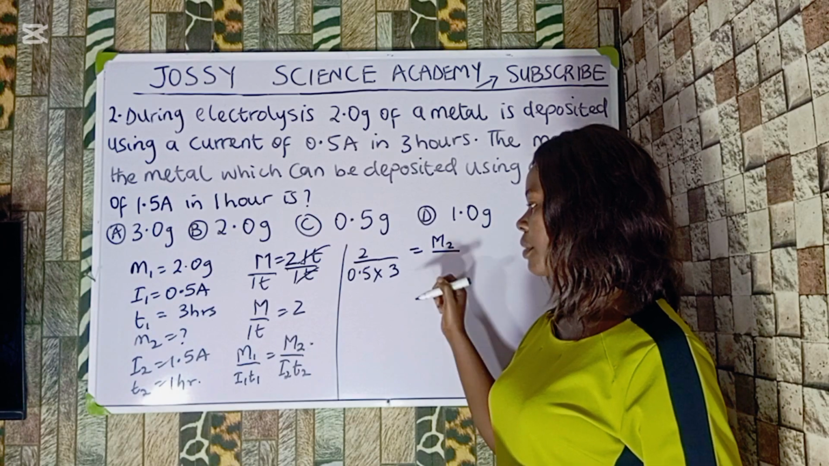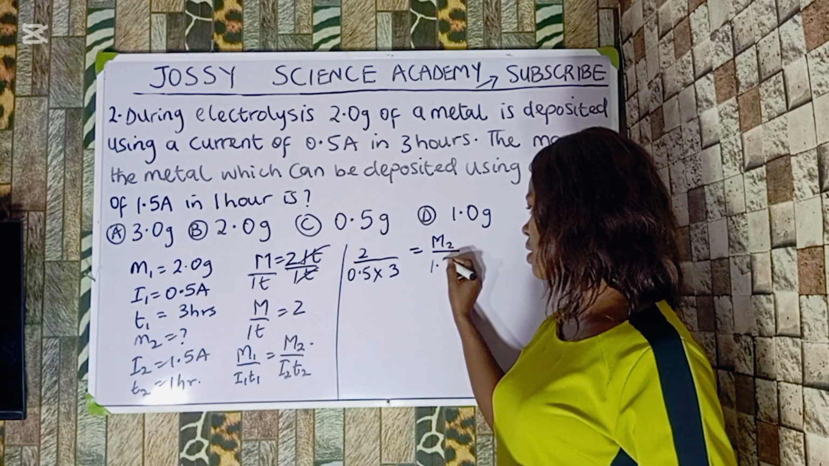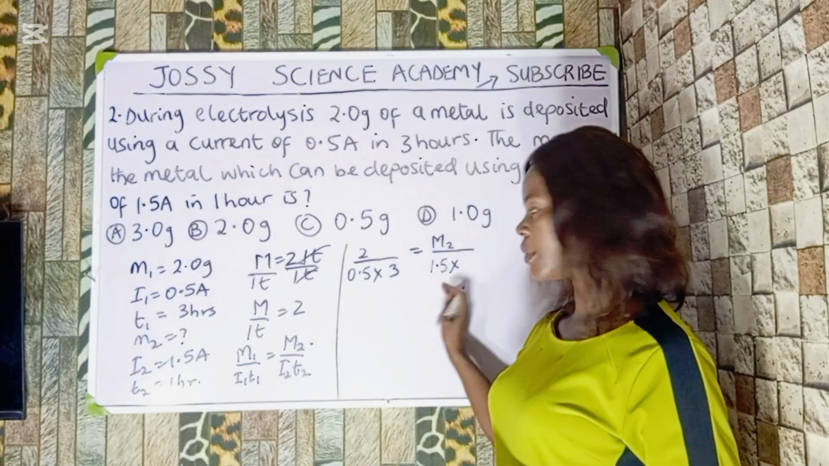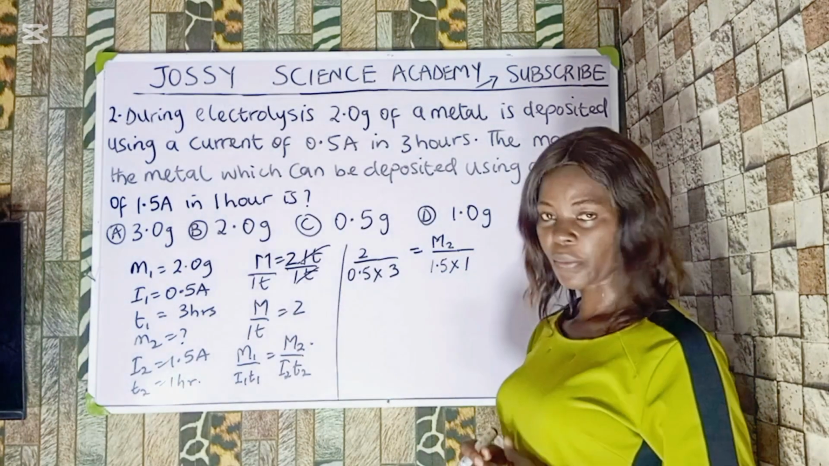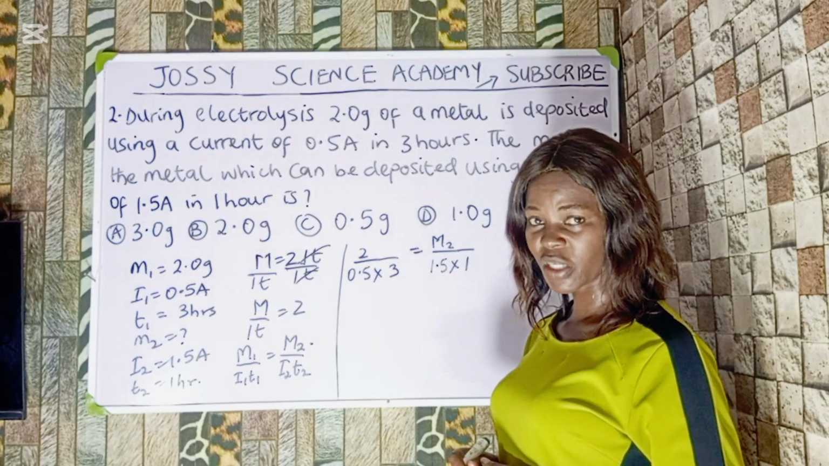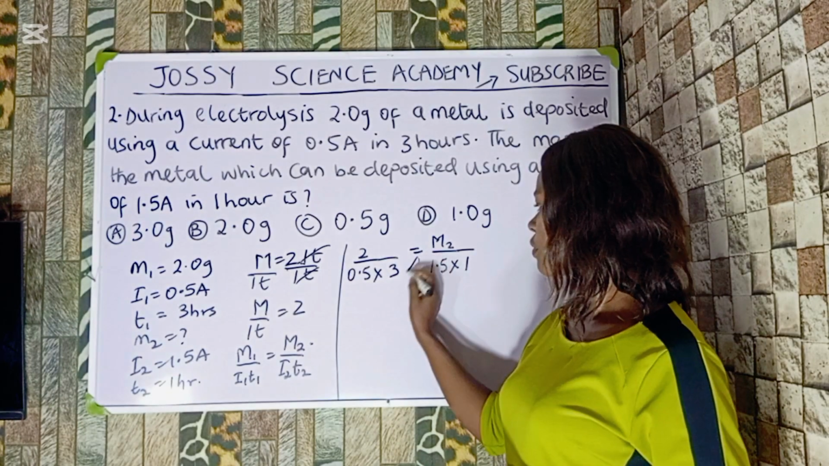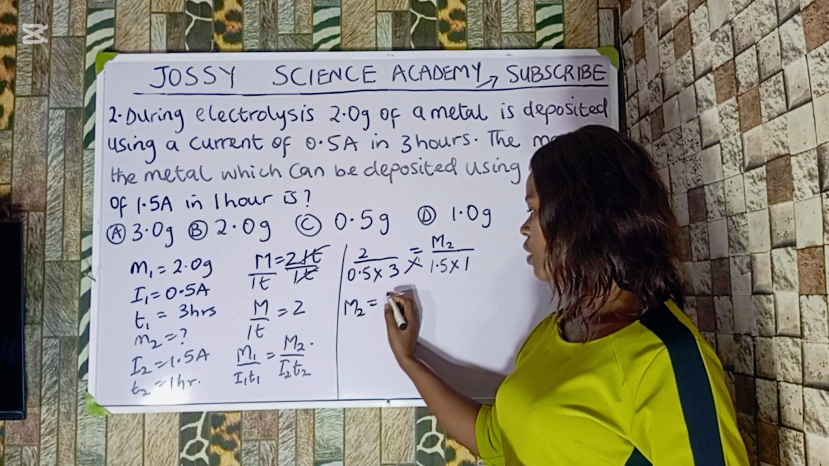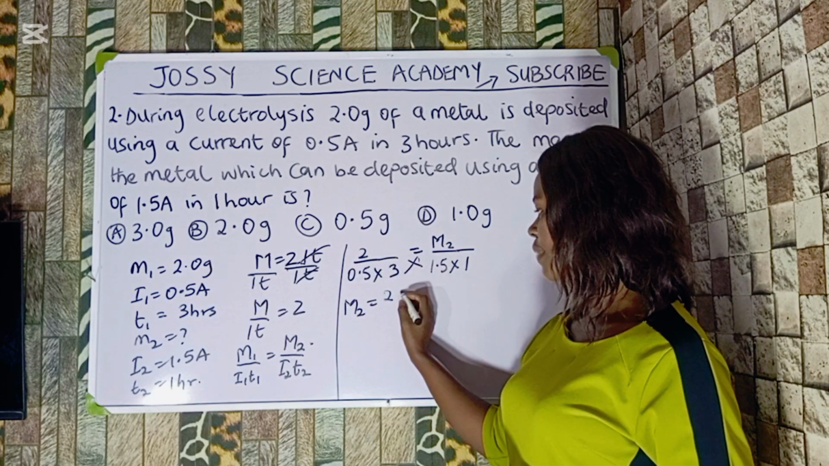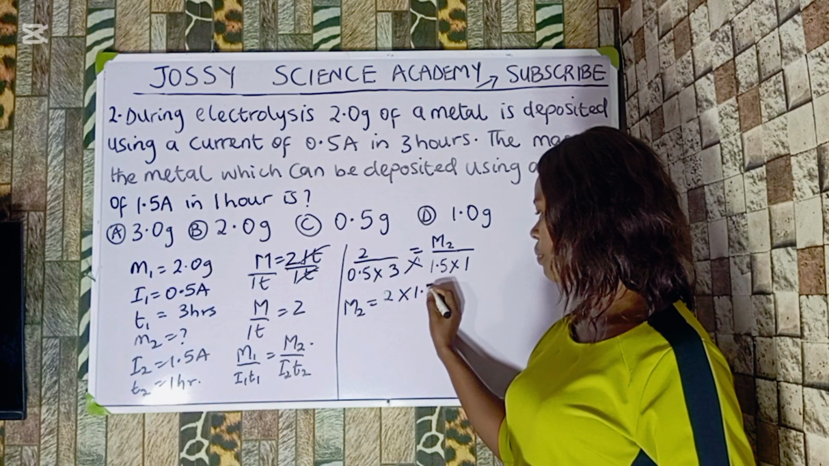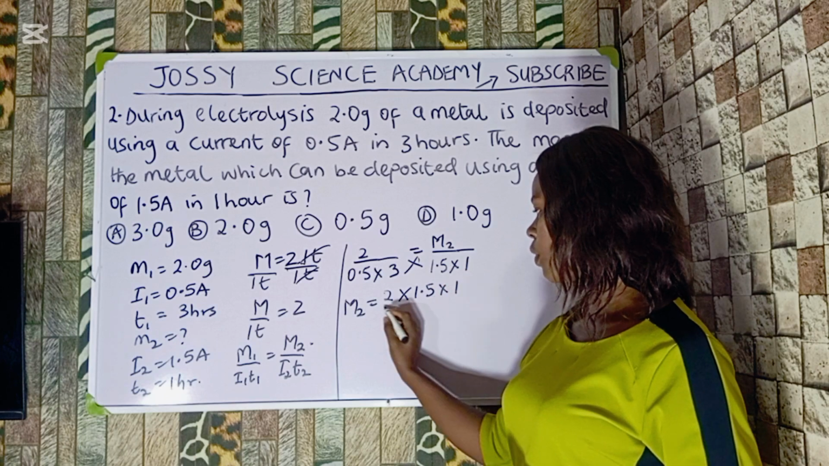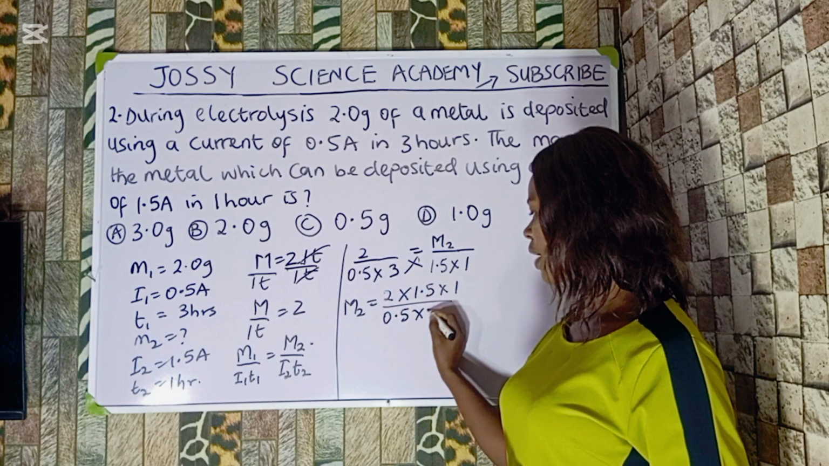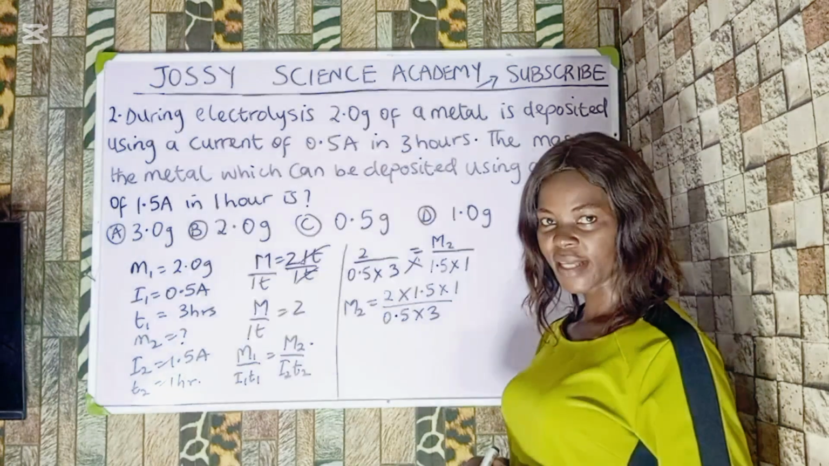Now my I2, which is the second current, is 1.5, multiplied by my second time, which is 1. What are we going to do to make M2 the subject? By cross multiplying. M2 is equal to this multiplied by that, which is 2 multiplied by 1.5 multiplied by 1, then divided by 0.5 multiplied by 3. Hope that is clear.